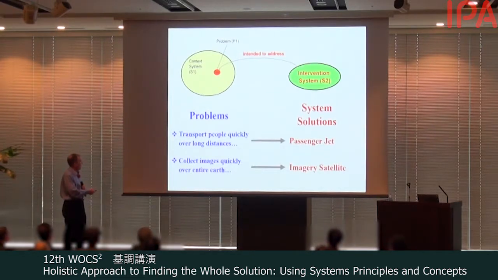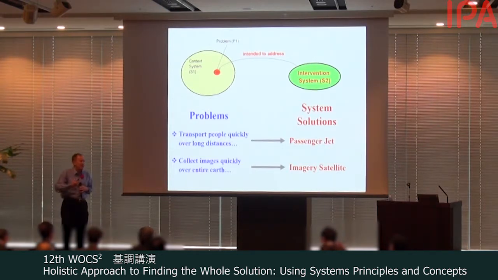Second problem is collecting images quickly over the entire Earth. Now, as a spacecraft engineer, it's natural for me to think the solution is always some sort of satellite. So that's one problem is we come to the table with preconceived solutions.